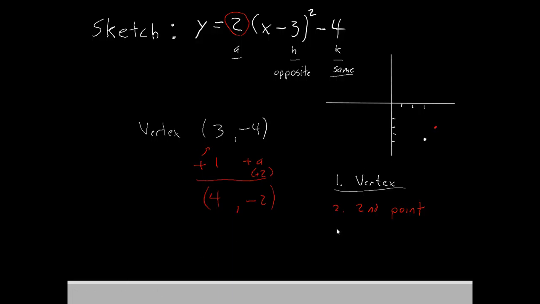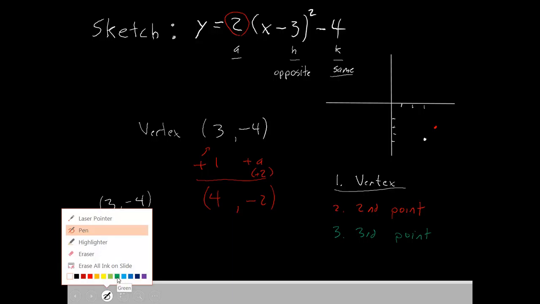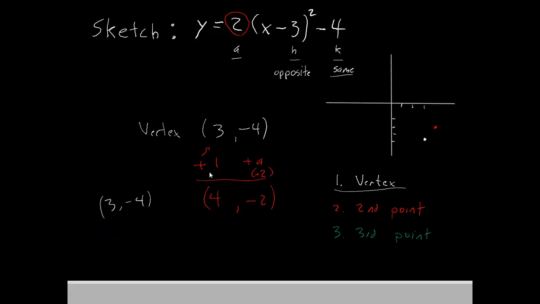Now, if you wish, you can also make a third point, just to help you draw the parabola a little bit easier. Once again, we're going to start from the vertex 3, negative 4. And we're going to do something similar to what we did last time. Rather than adding 1 to the x-coordinate, we're going to subtract 1. However, we will still add a to the y-coordinate, which again is 2. So 3 minus 1 is 2. Negative 4 plus 2 is still negative 2. We can plot that point as well. Go over 2 and down 2.